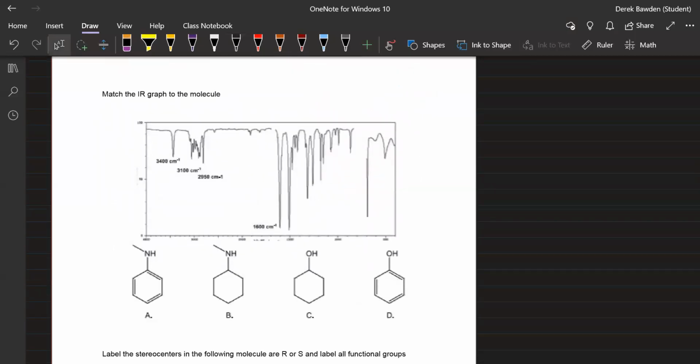So we want to match the IR graph to the molecule. What I like to do on these is label the graph first, and then we'll look for one that matches. What does this 1600 tell us?